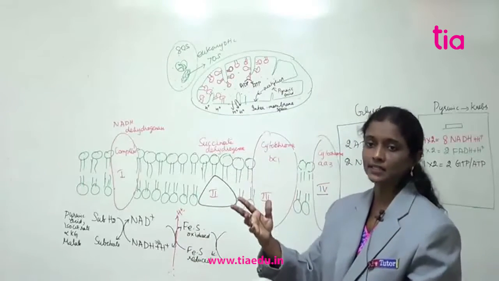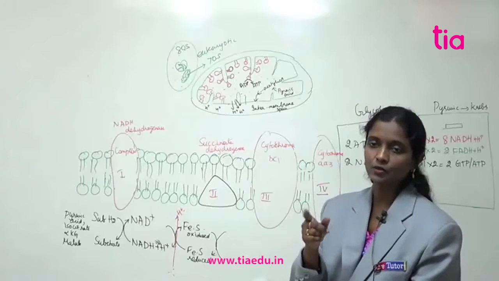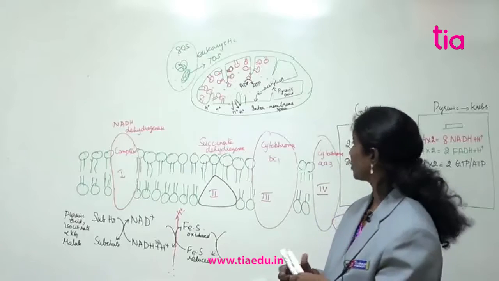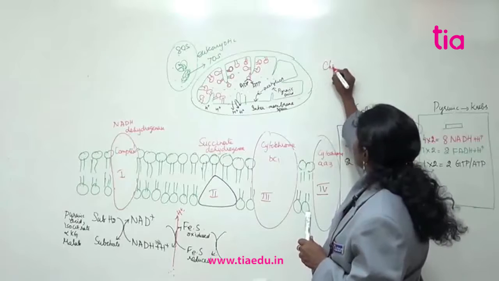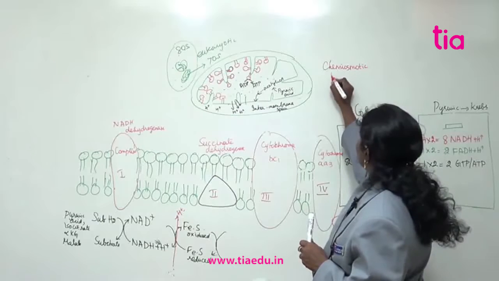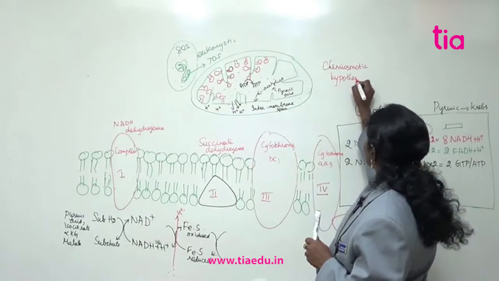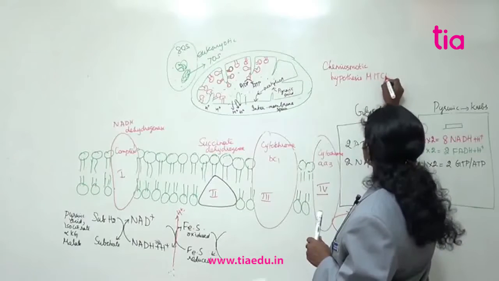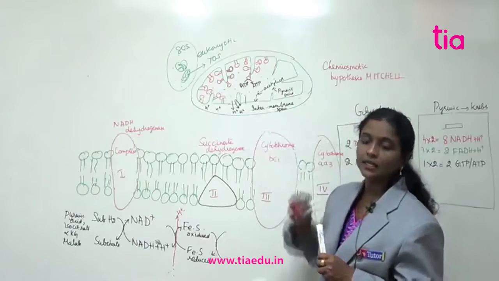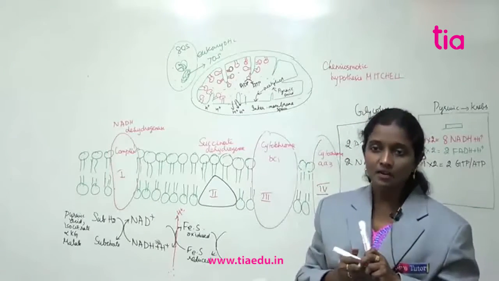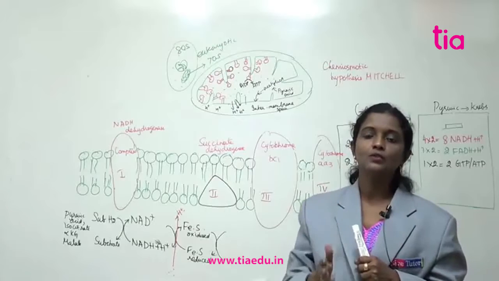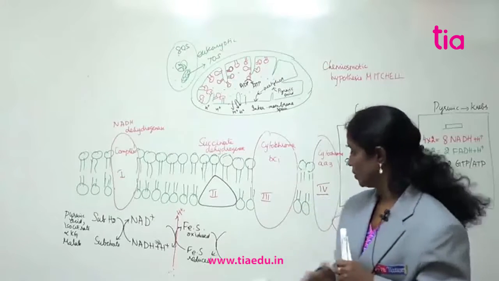When one proton is released out, there is a chance of conversion of ADP to ATP because of the proton gradient, as proposed by Mitchell's chemiosmotic hypothesis. Who proposed this? Mitchell's chemiosmotic hypothesis says that the proton gradient produced is enough to convert ADP to ATP. So this proton gradient is pivotal for the conversion of ADP to ATP. Okay, so now you got it.